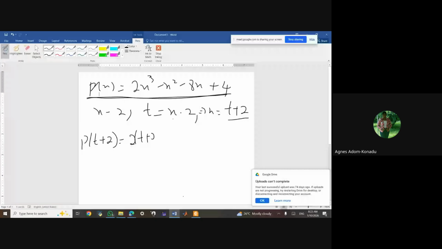So I have P of t plus 2, which will give me 2 times t plus 2 cubed minus t plus 2 squared minus 8 into t plus 2 plus 4, like this.